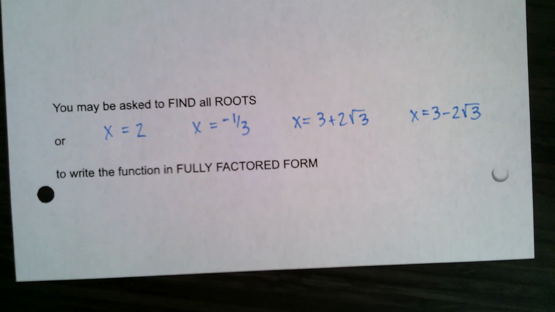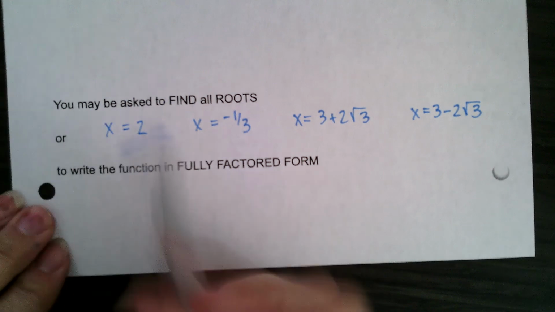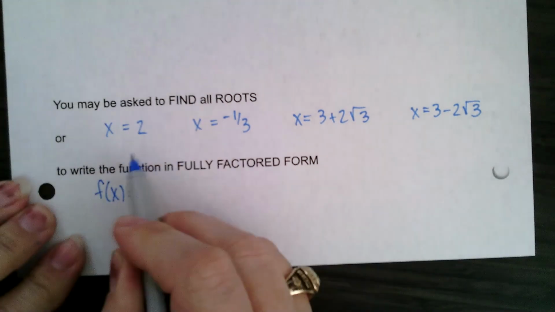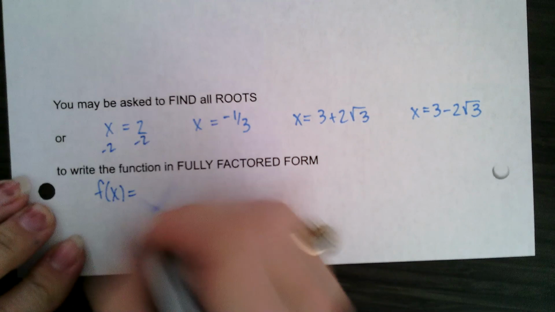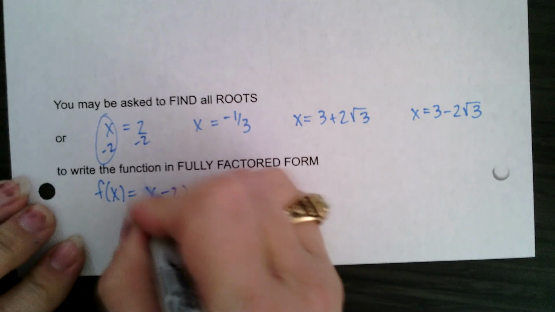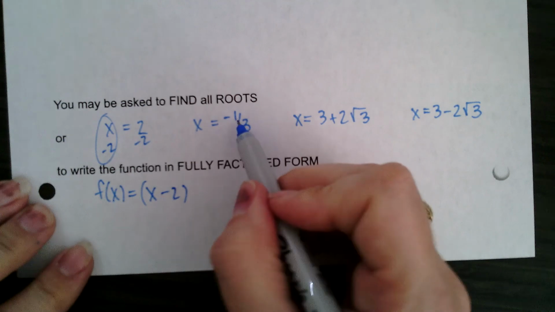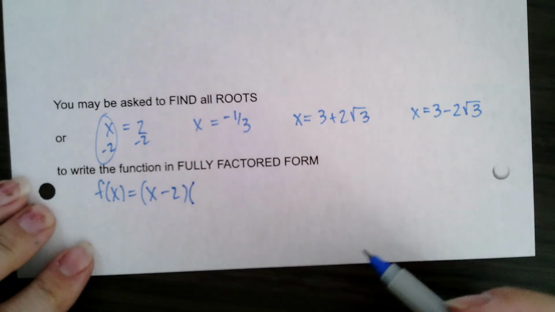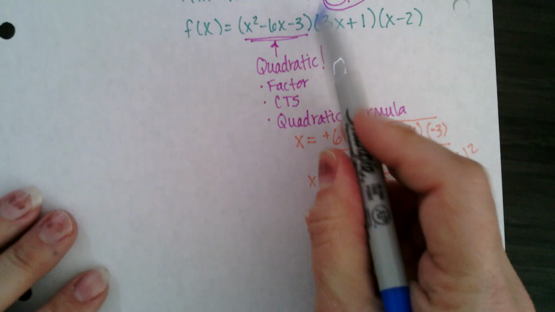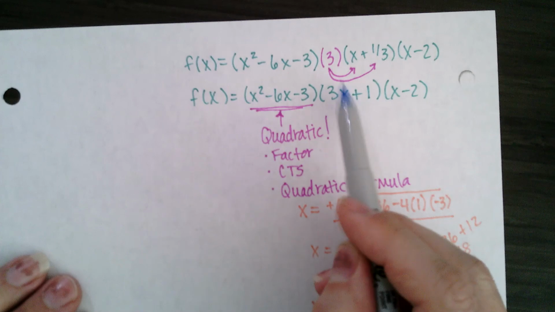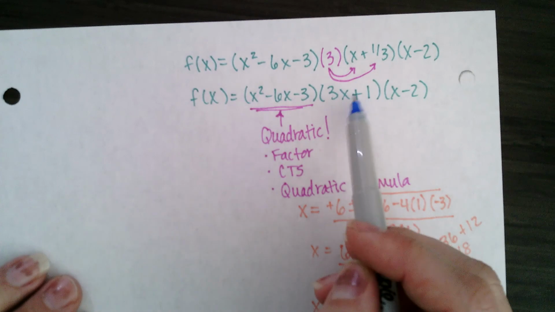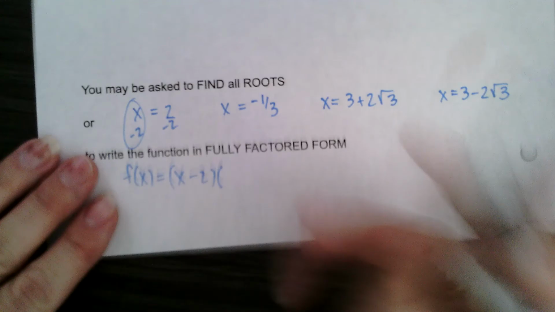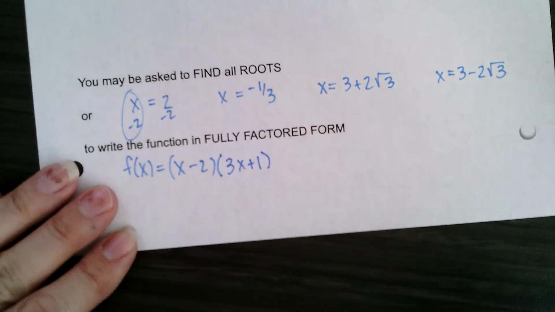But they also may ask us to write it in fully factored form. Fully factored form means I would have to have as many parentheses as I have roots when I put them back together. So the x equals 2 is easy. Remember, you subtract the 2 over, so I'd have x minus 2 in that parenthesis. For x equals negative 1/3, remember that's the one that we had to make look weird. We had to take the 3 out and put it back in. So instead of writing x plus 1/3, we would write it as 3x plus 1. So 3x plus 1 is our second one.